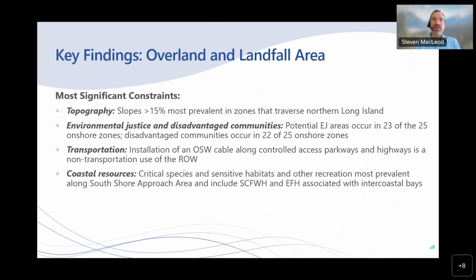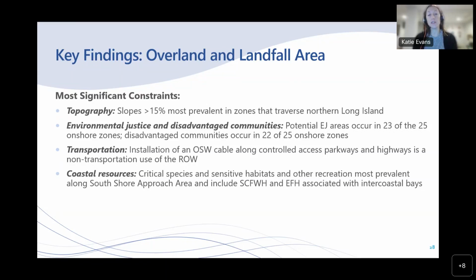And I believe this is Katie. So we'll walk through some of the key findings of the overland and landfall area now. The most significant constraints for this particular area are listed on the slide, starting with topography, more specifically slopes greater than 15%, which are prevalent in the zones that traverse northern Long Island.